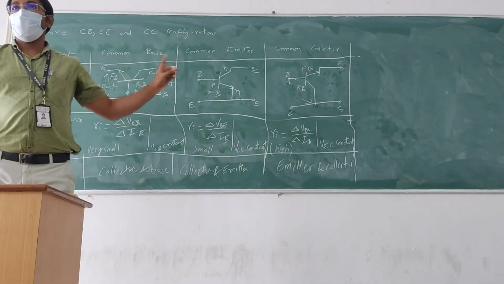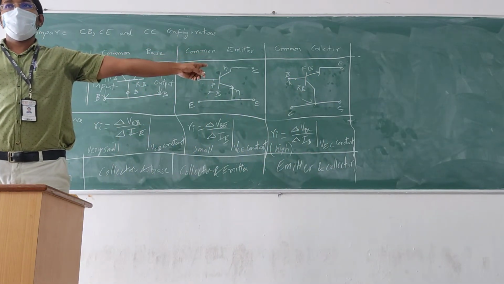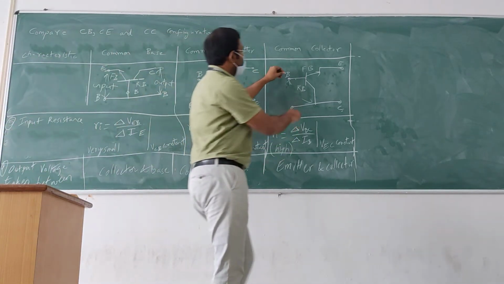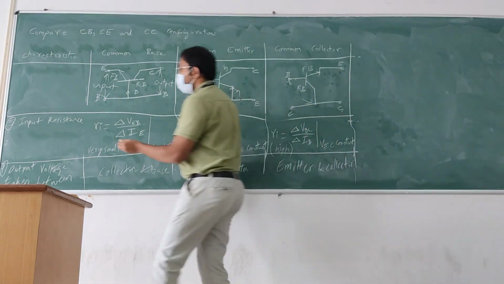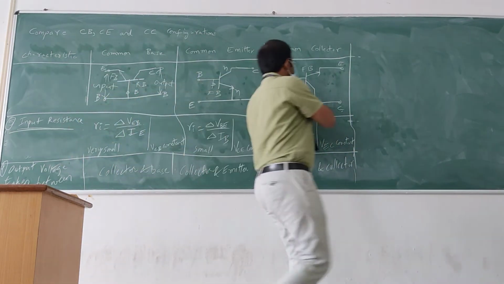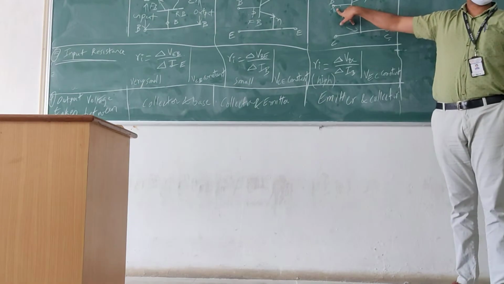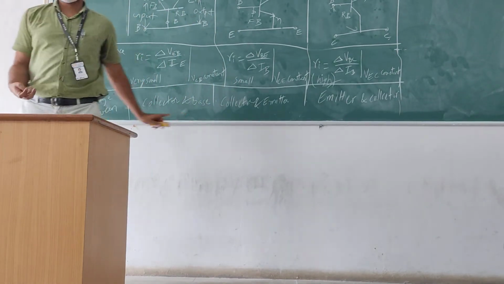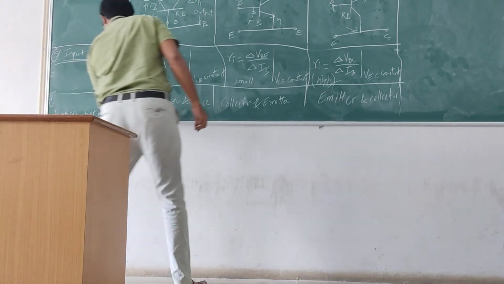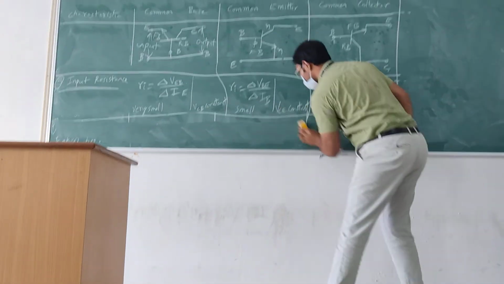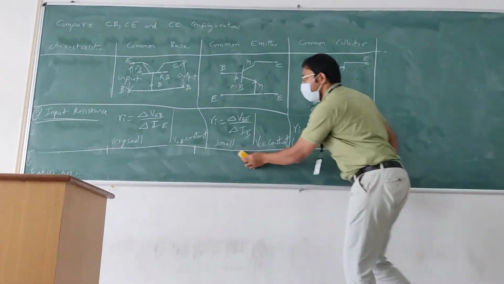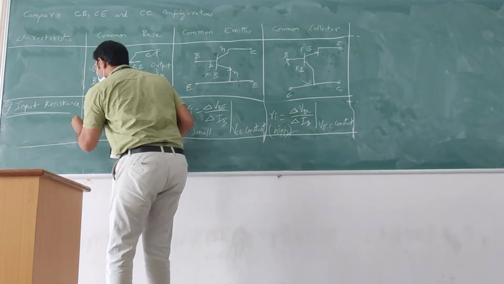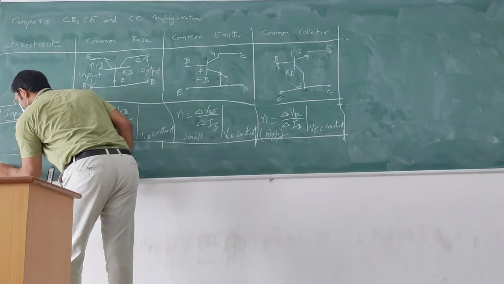Clear? Want me to explain this point again? Anyone? Here, what we are doing? We are considering input resistance. We are taking across the reverse bias junction. So we are having high resistance. Anybody writing this last point? Okay, next. Output resistance.